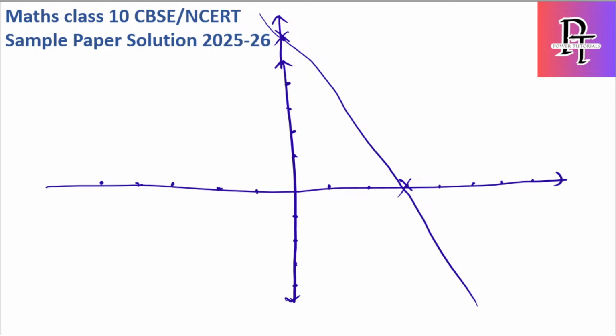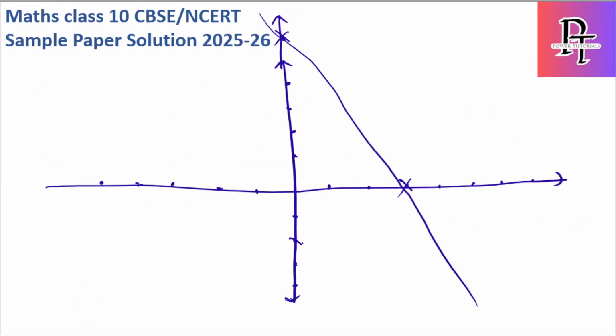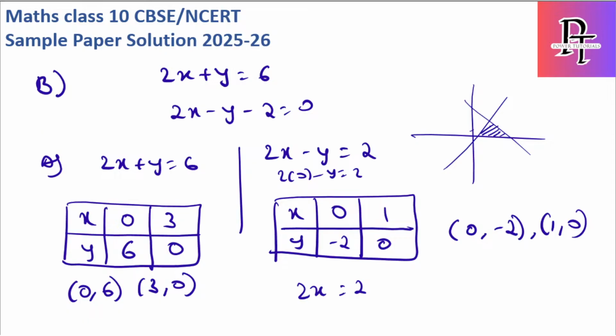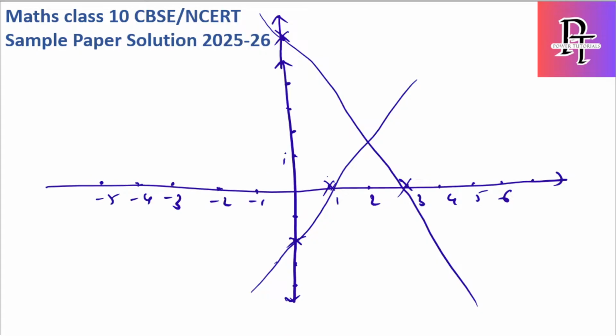Okay, second, x is 0, y is minus 2 here, and x is 1, y is 0. Okay, so these two lines are connecting somewhere here. Okay, so this is 1, this is 2, 3, 4, 5, 6. In the same way, minus 1, minus 2, minus 3, minus 4, minus 5, and here it will be 1, 2, 3, 4, 5, 6, and at the bottom minus 1, minus 2, minus 3, minus 4. Okay, if you do it properly, you will get the point of intersection as exactly 2 comma 2.